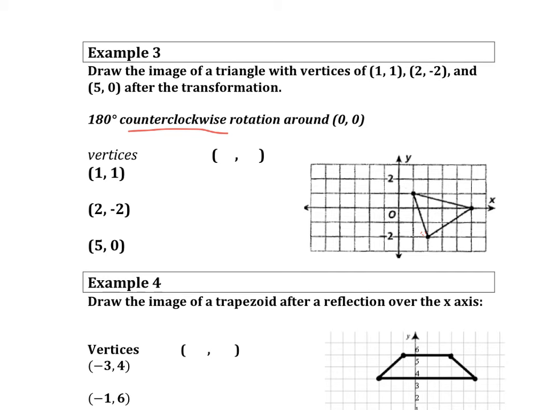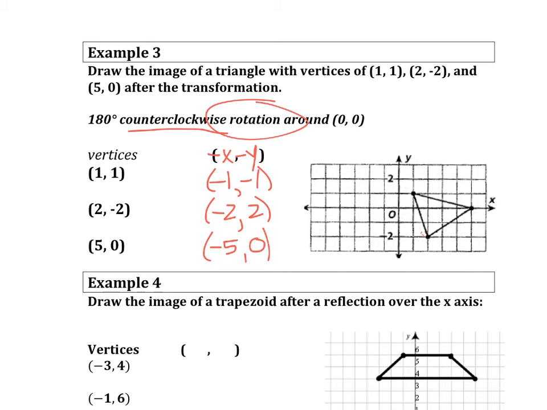So if it's a rotation, you're going to change them to the opposite of the x and the opposite of the y. So (1, 1) is going to be the opposite of that. Opposite of 1 is -1. Opposite of 1 is -1. This should be pretty easy. Opposite of 2 is -2. Opposite of -2 would be back to +2. And then (5, 0), the opposite of 5 is -5. Now what would be the opposite of 0? Just 0. Now we're going to plot the new points.